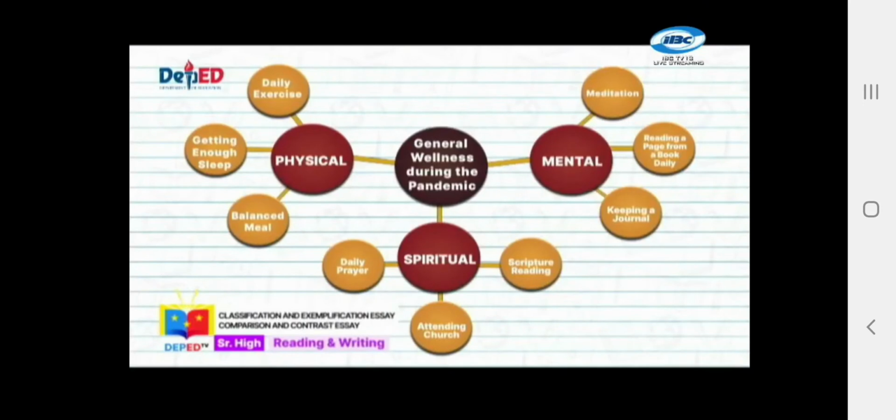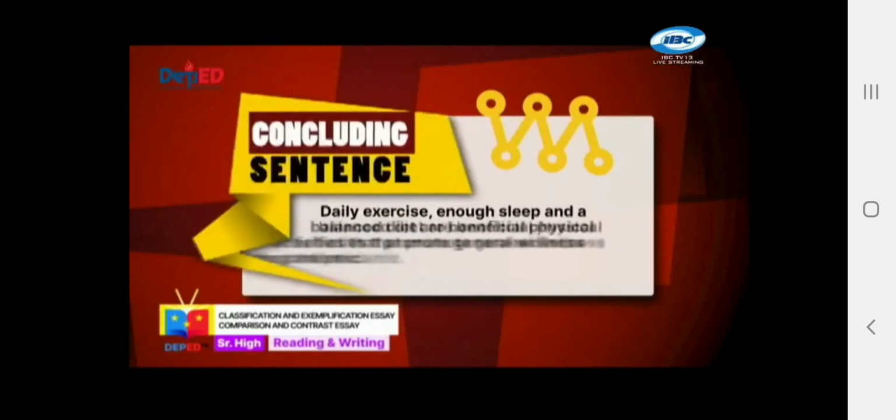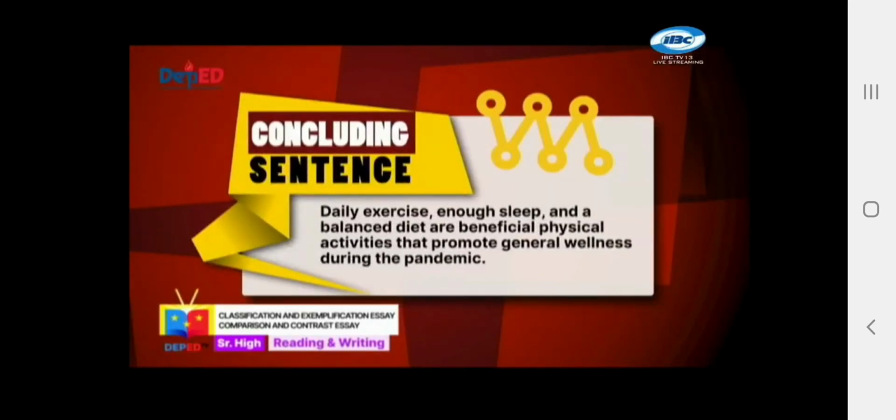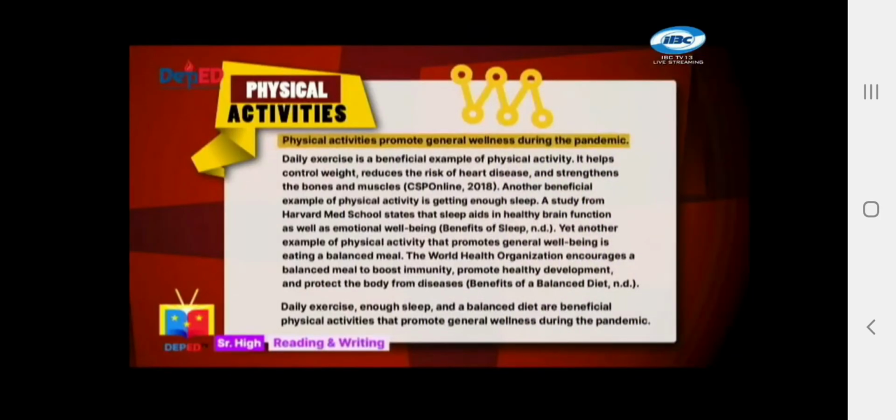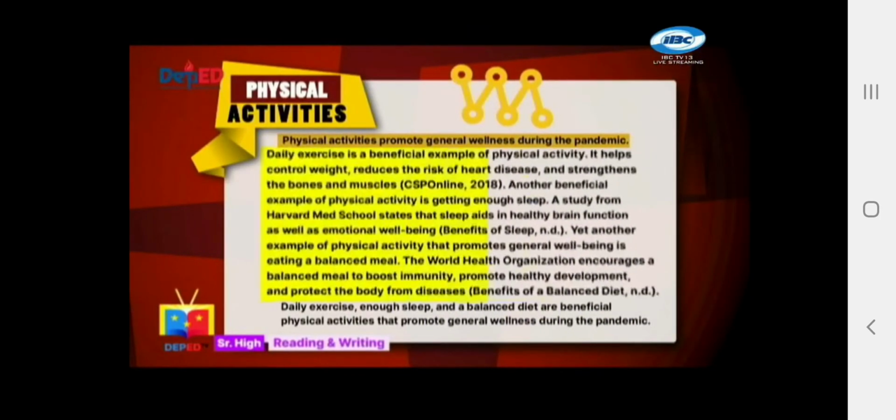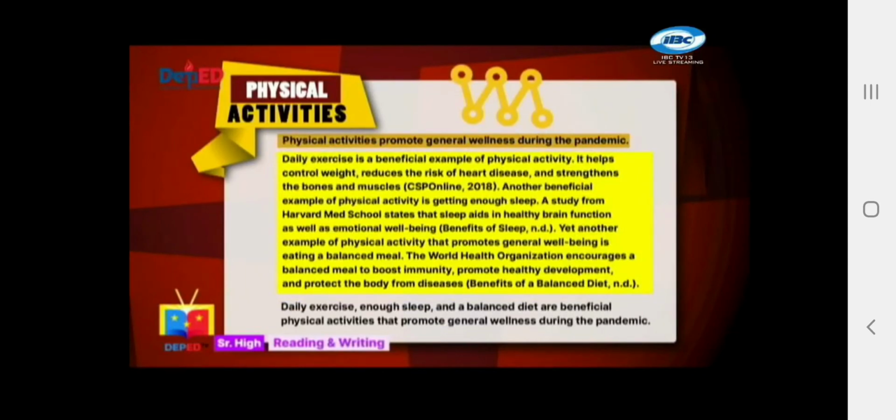For example, since we discussed daily exercise, getting enough sleep, and eating a balanced meal in our examples, our concluding sentence will look something like this. Daily exercise, enough sleep, and a balanced diet are beneficial physical activities that promote general wellness during the pandemic. Let's add this to our existing paragraph. Now, we have our topic sentence, followed by our supporting sentences. And finally, our concluding sentence. Boom! We are done with our paragraph.